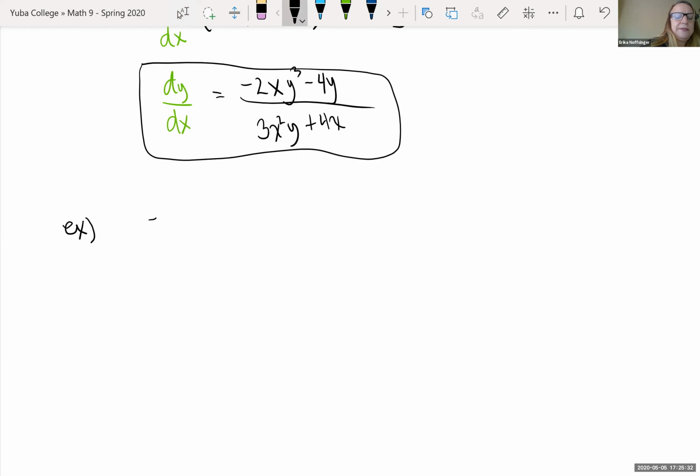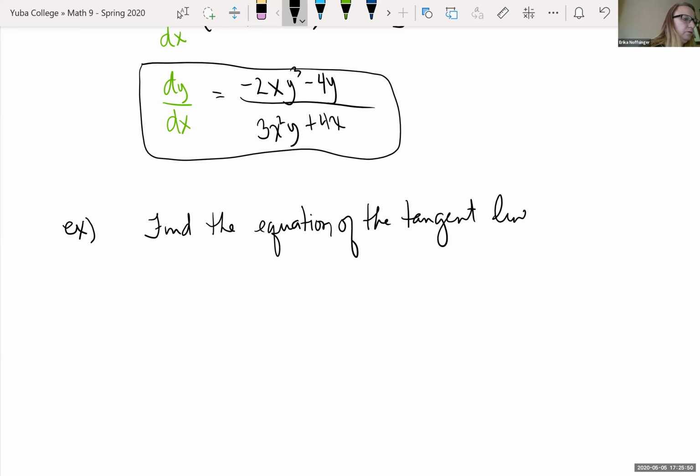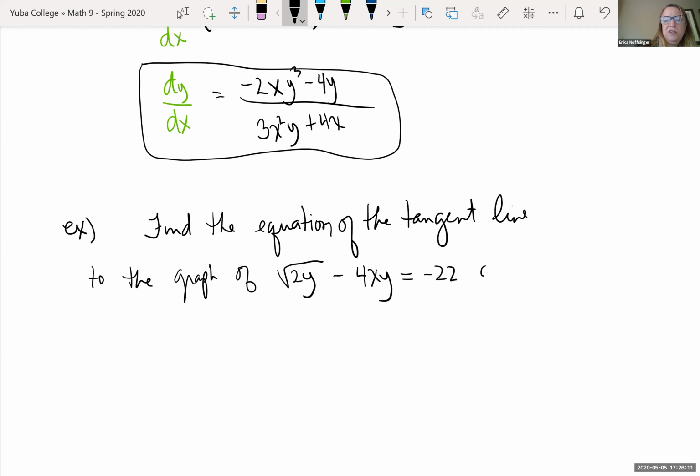So this says find the equation of the tangent line to the graph of the square root. Underneath the square root is 2y, minus 4xy equals negative 22, at the point (3, 2).